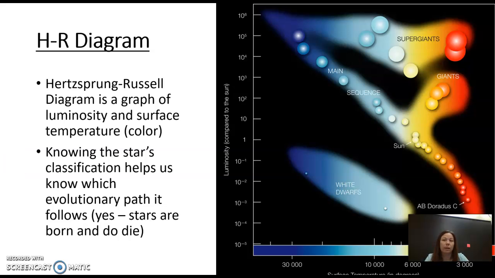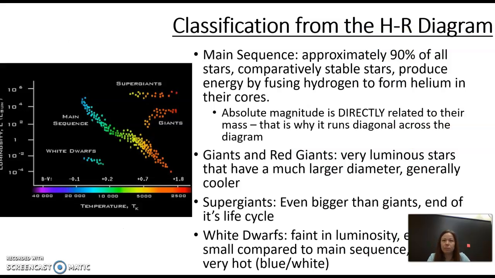Knowing the star's classification also helps us know where it is in its evolutionary path. So they have a birth, life, death cycle just like anything else. So we also know it moves through these different categories. Our sun is part of the main sequence, which we'll talk about later. But we also have supergiants, giants, and white dwarfs. We also have black dwarfs too, which aren't listed on here because they're not really functioning stars anymore.